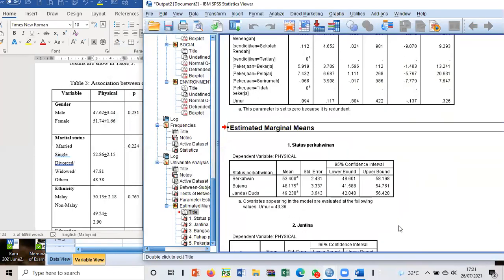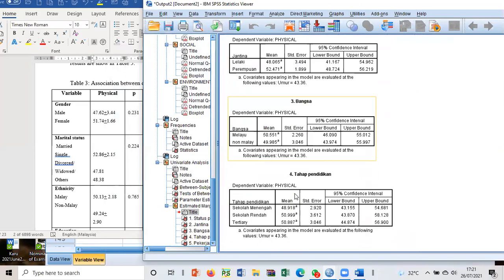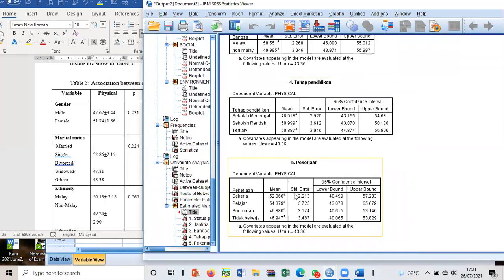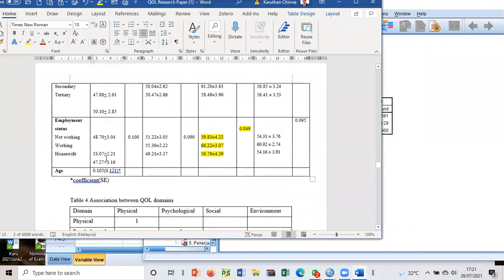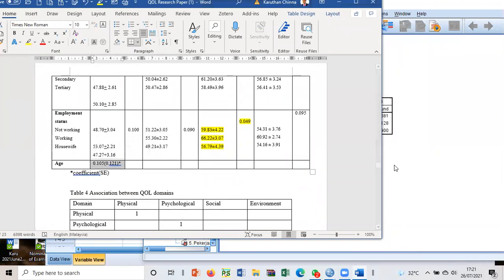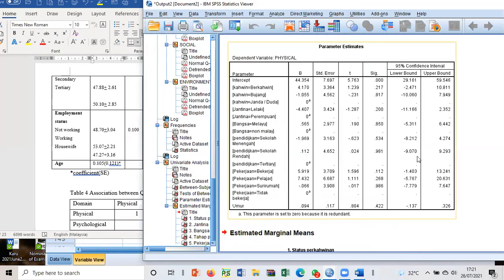So go to each of the marginal means. So this is for marital status, put the values in. Jantina, so all the way until Pekerjaan. But for age is quantitative. It's like regression coefficient. So look at parameter estimate table. So that is your slope and that's your standard error.